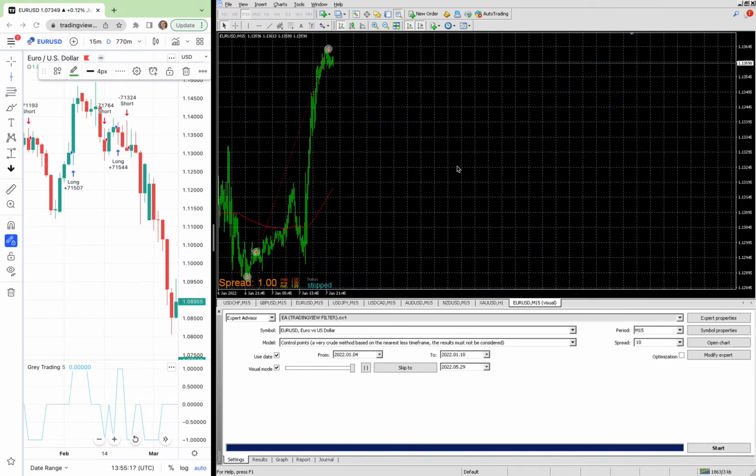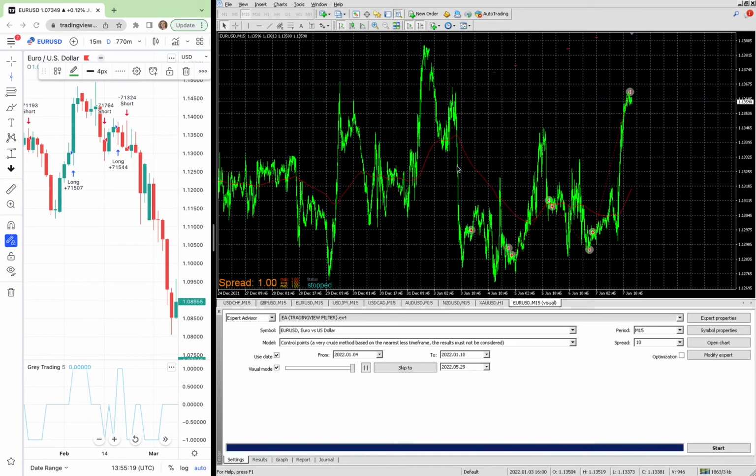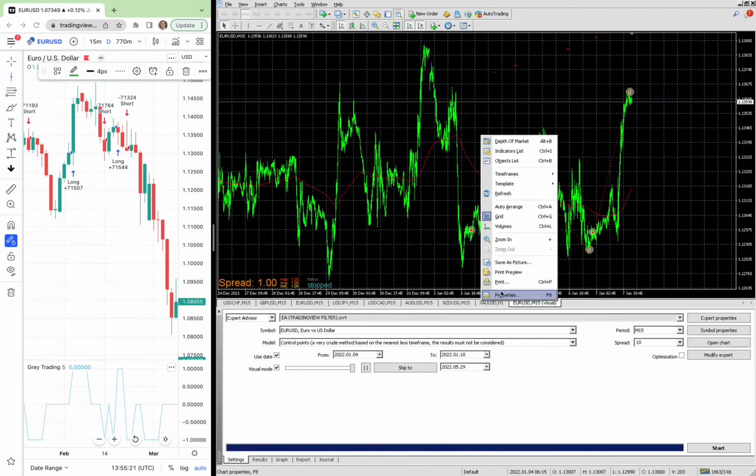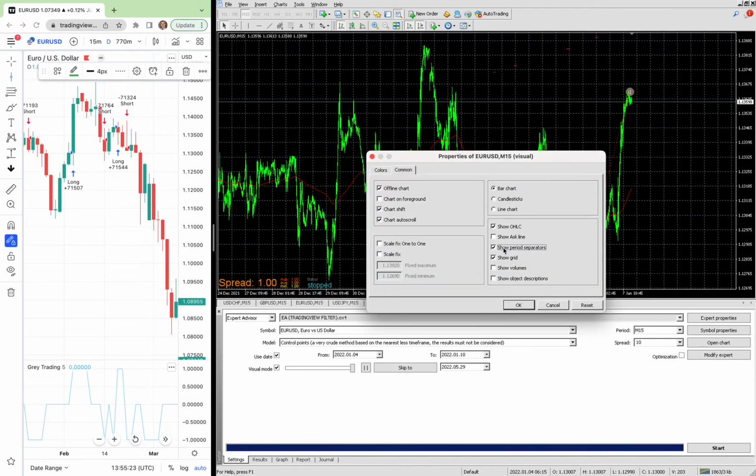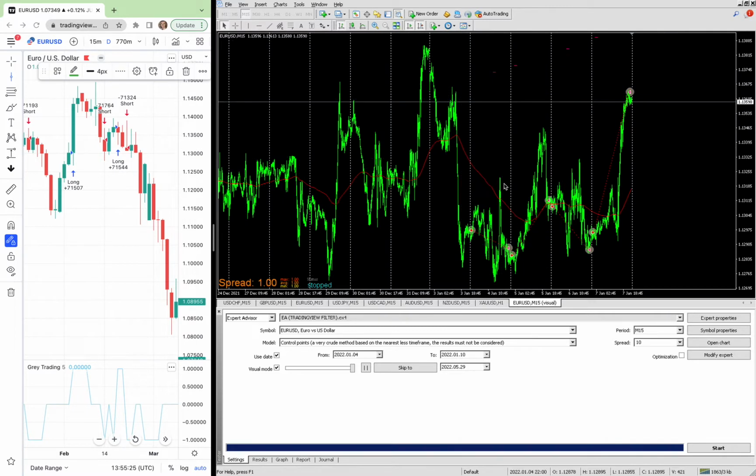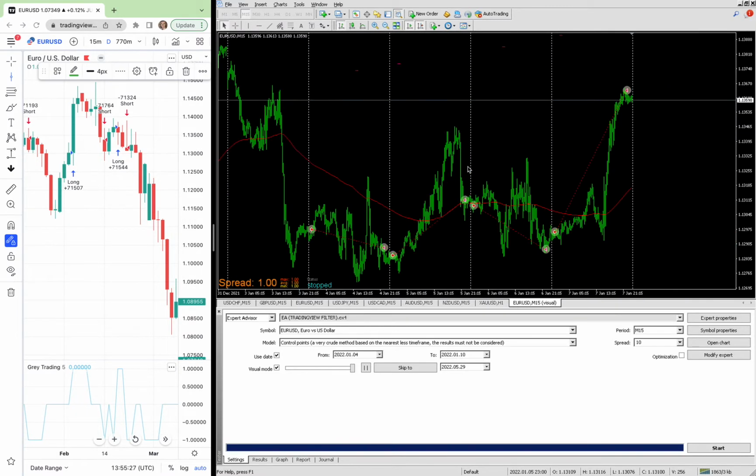So you can see that if we analyze these trades that were taken over that period, we're just going to add on period separators and take off the grid. And we can see each one of these dashed lines here is a separate day. You can see the close of the trade is always at 8 PM London. And we can see that these are sensible trades in terms of they're not too quick and there's plenty of time for the market to get in and out.